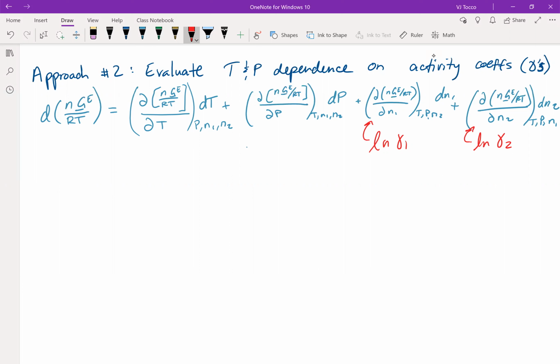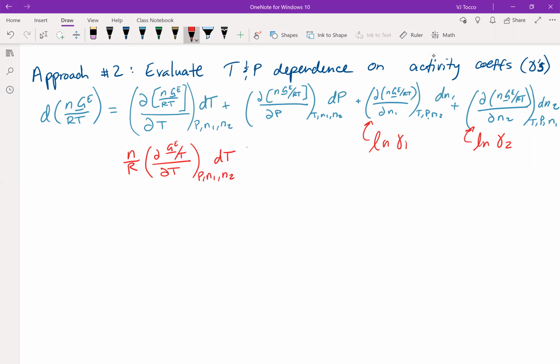And now in the first 2 terms, we've got some constant variables that we can take out of the partial derivative. So in the first term, I've got N1 and N2 being held constant, and therefore this N is constant as well. R is the gas constant, so that is always constant. So I can take out an N over R from there and say this is the partial derivative of GE over T with respect to T at constant P, N1, N2, times dT. All I did is pull out an N over R because those two things are constant.